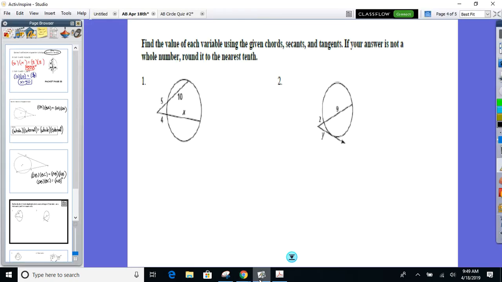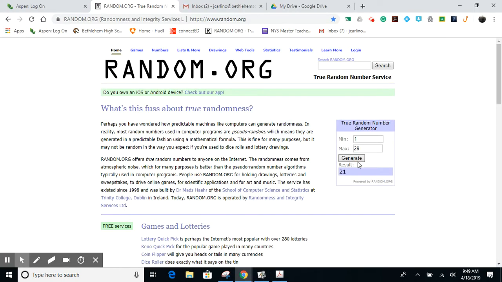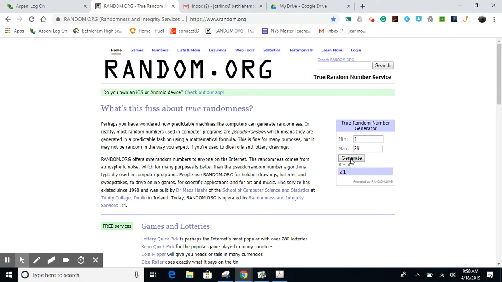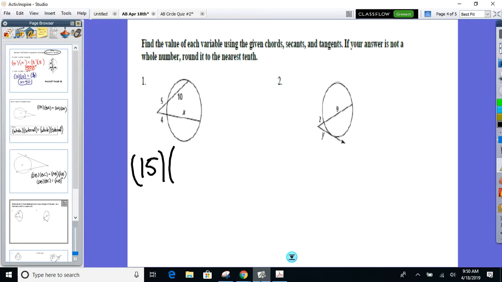Give me a whole secant up here. Give me a whole secant. Okay, 15 times its external part. 5. All right, watch out.